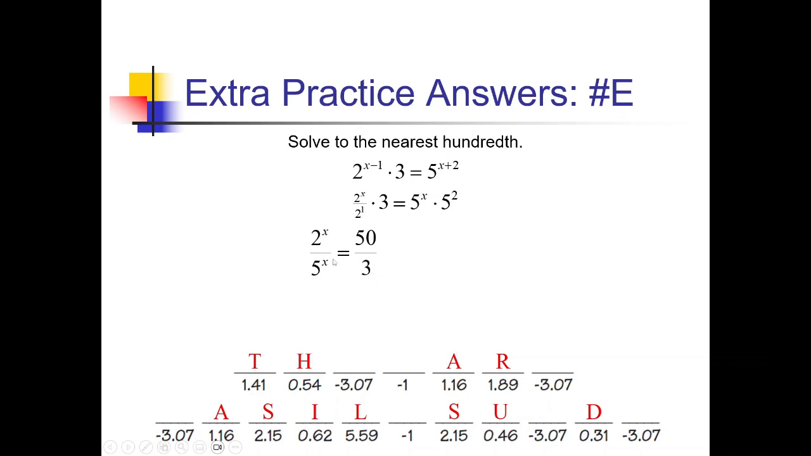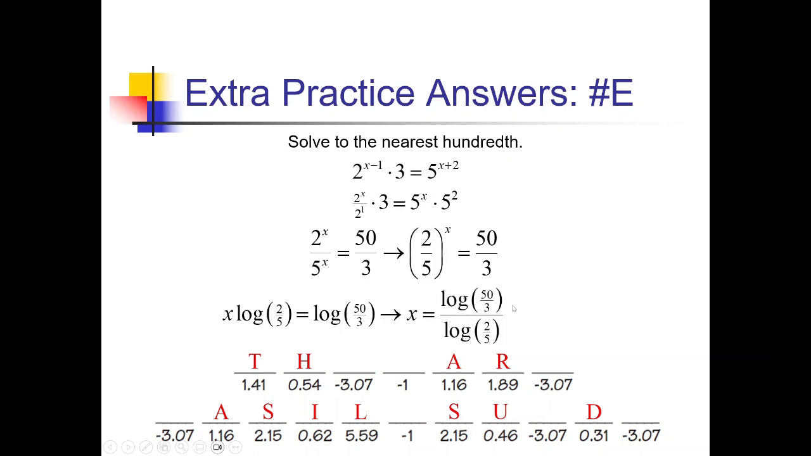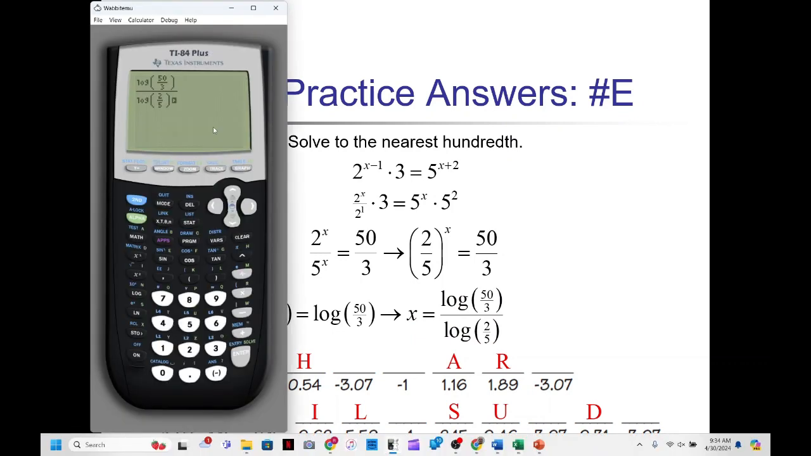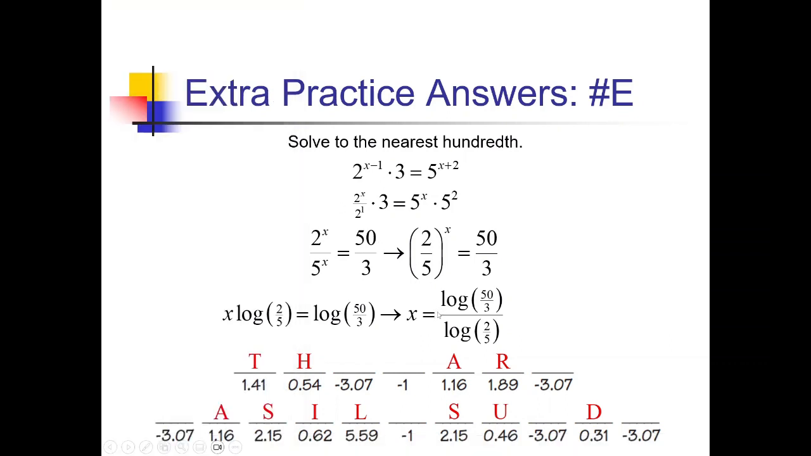So at this point, I can take an x out of a 2/5 on the left side. And now it's log time. We have x log of 2/5 equals log of 50/3. And then just divide both sides by log of 2/5 and plug that mess into the calculator. So there's all that plugged in. I used a fancy fraction 3 times on this, and this is where it really pays off because you can see everything all at once without a bunch of parentheses. So pressing enter, we end up with a negative 3.07.